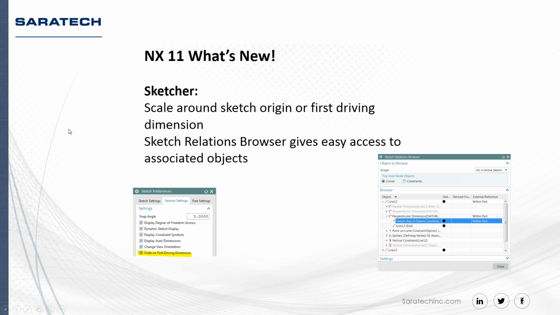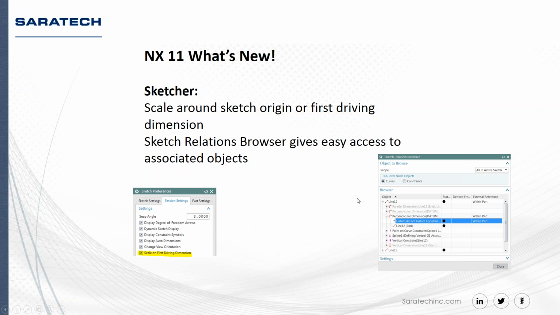So moving back over to the presentation, like I said, we looked at the scale around first driving dimension. And that's under Sketch Preferences, Session Settings. That will allow you to drive and control that first dimension and scale your whole sketch to get it down to the appropriate size.